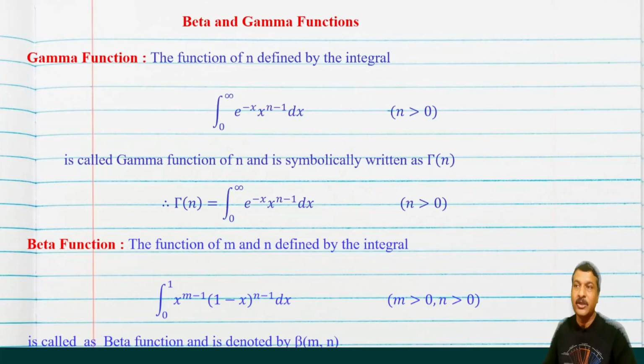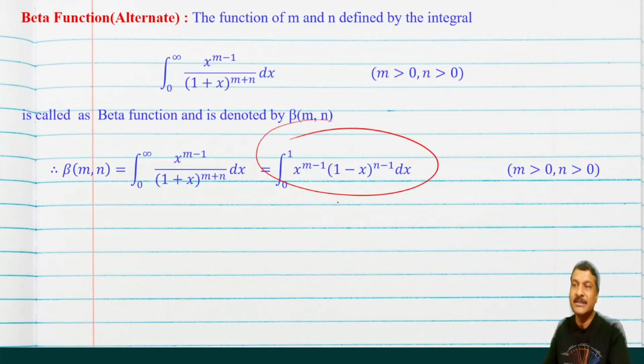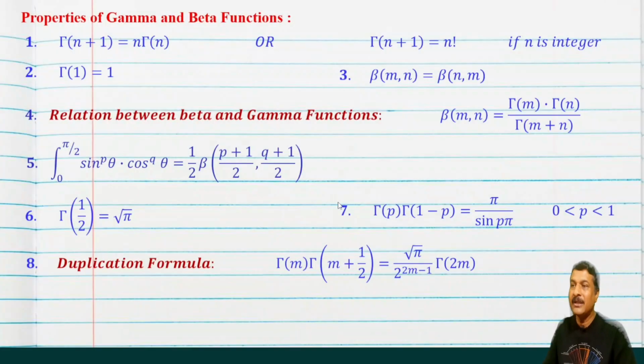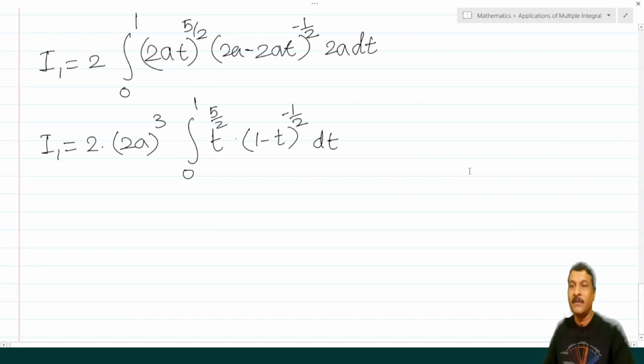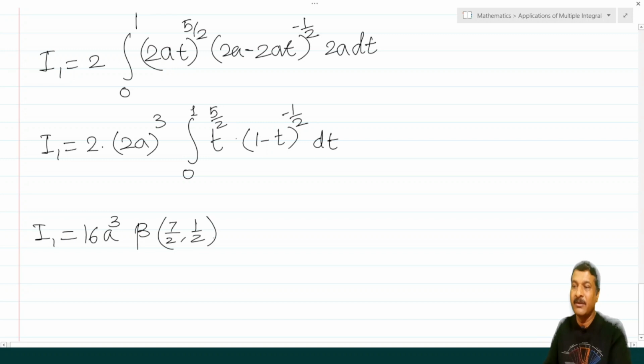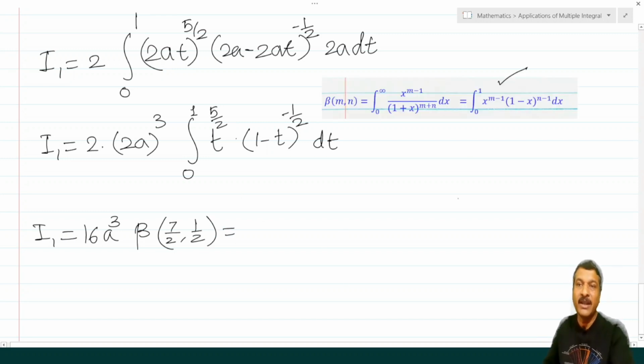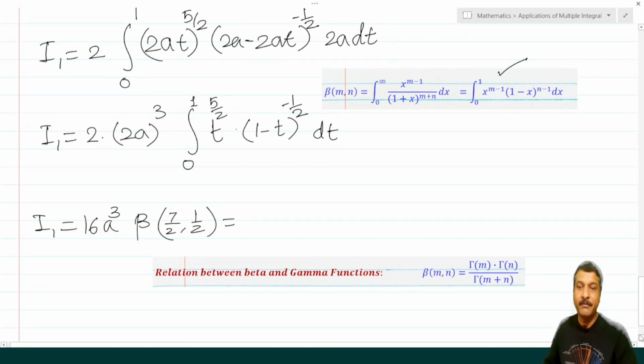Note that you must know the beta gamma function definition. So I am using this definition there, and also the properties of beta gamma function. And that is why I am getting here I1 equal to 2 cube means 8 into 2 means 16a cube, and here beta power plus 1. So 7 by 2 and minus half plus 1 means half. So the relation between beta and gamma. So I am using this one, the relation between beta and gamma.